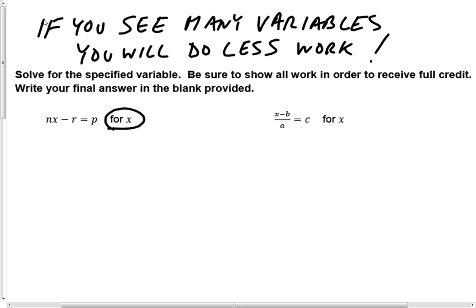Underline or circle wherever it says 4. That's the letter you want to focus on. It could be anything. They could have told me to focus on the N. They could have told me to focus on the R. This one could have been A, B, or C. They just chose X. Pay attention to what that letter is. You're still going to set up your wall.